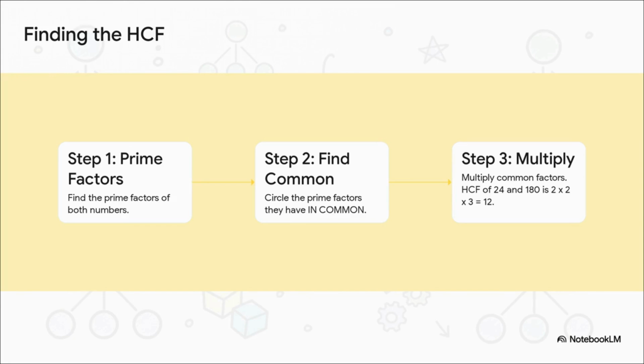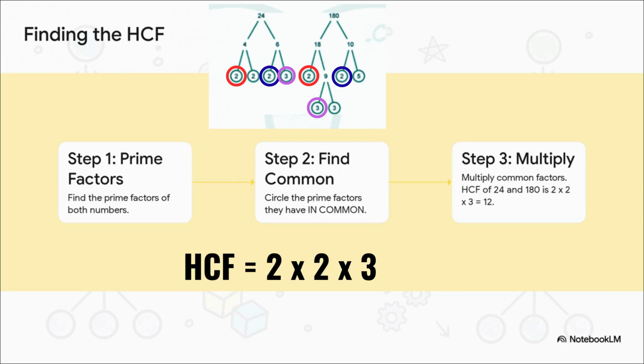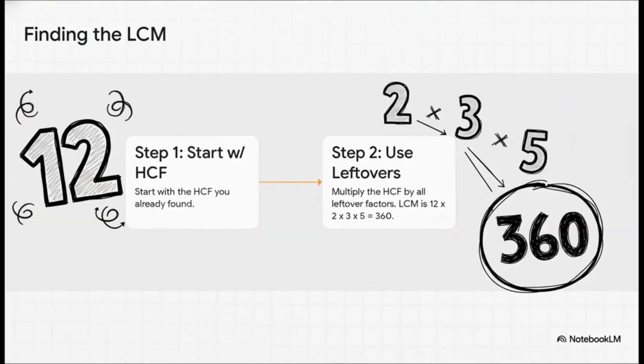Think of it like this. Imagine you and a friend each have a pile of toy bricks. The HCF is like finding which bricks you both have that are the exact same color and shape. So first, we list out all the prime factors for 24 and for 180. Then we just find the ones they have in common. Looks like they both have 2 2's and 1 3. So we multiply just those common ones together, 2 times 2 times 3, and that gives us 12. The HCF is 12.